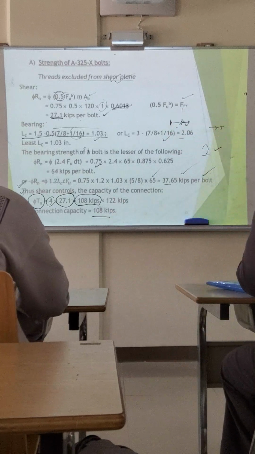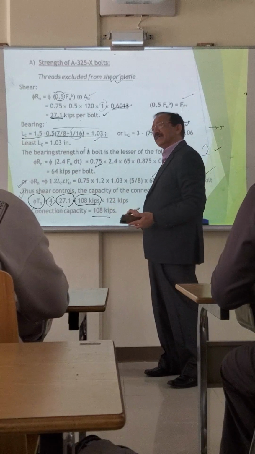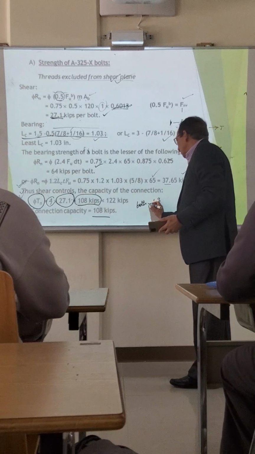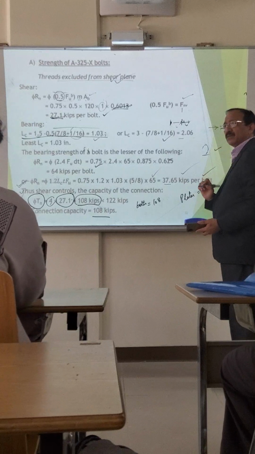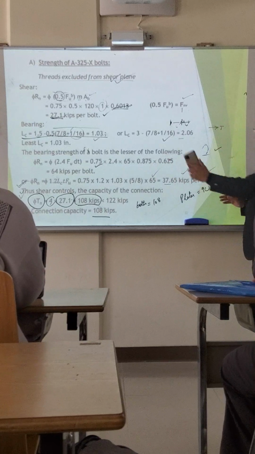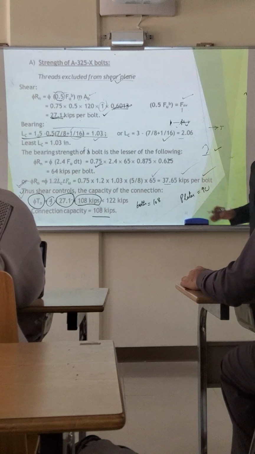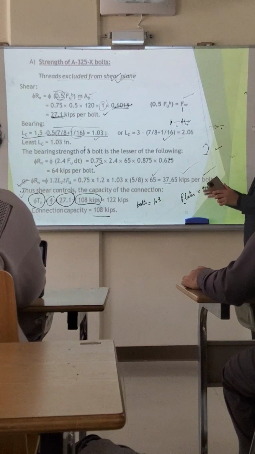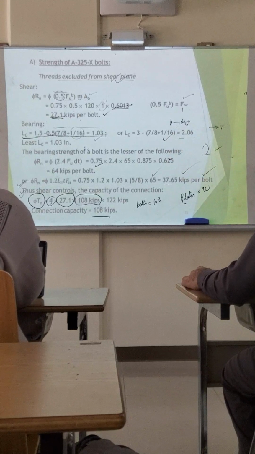It will fail in this shape. If it fails here, then it will be this value. Suppose you get this capacity 108 for bolts, and for plates only 90. That means the plate will fail before the bolts. The plate will be responsible for this failure. That means the transfer will be only 90. Not more than 90 can be transferred. That is the case. Whatever bolts you provide, even 10 bolts, no value. Okay.